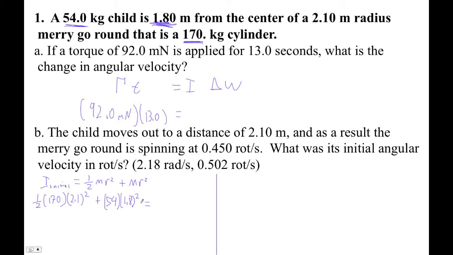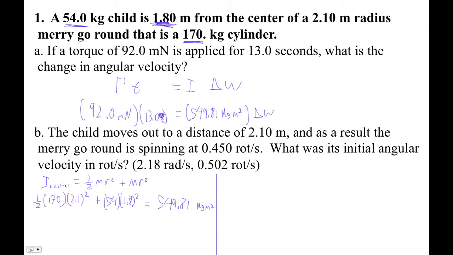Okay, so let's figure this out. 0.5 times 170 times, because it's a cylinder, 2.1 squared plus 54 times 1.8 squared is 549.81. And that's kilogram meters squared. So that goes here. Oh wait, no, sorry, that's just seconds. And that's kilogram meters squared, and then we're solving for the radians per second.